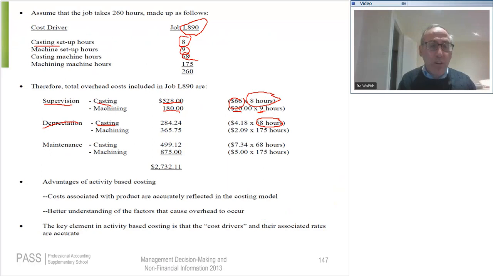I'm not going to go through all of these because it's going to be the same idea. I look at the number of hours multiplied by the rate for that activity for that department. I then add the cost of all these activities together to get my total cost. So the advantage of activity-based costing is that the costs associated with products are much more accurately reflected in the costing model because it's much more logical.